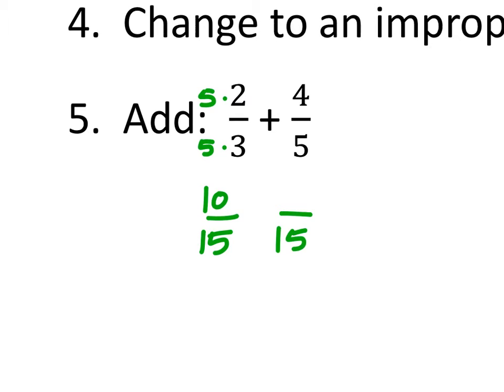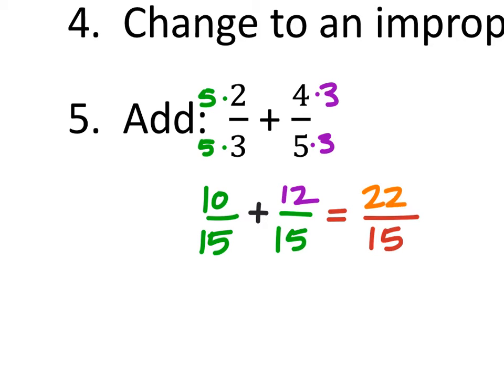So 4/5 as well. I'll use a different color. We'll multiply the 5 by 3 to make that 15. So the 4 by 3 as well to make that 12/15. Now we are adding these. And we'll talk about this a little bit more, but we're going to keep the denominator the same in 15ths. And 10 plus 12 is 22. So this ends up being 22/15.